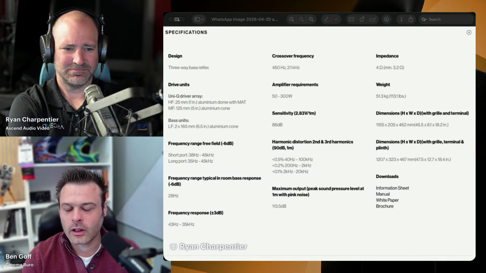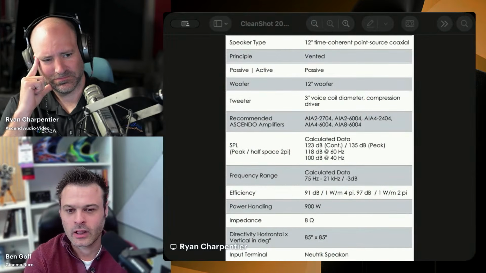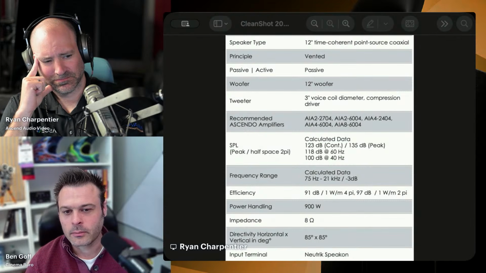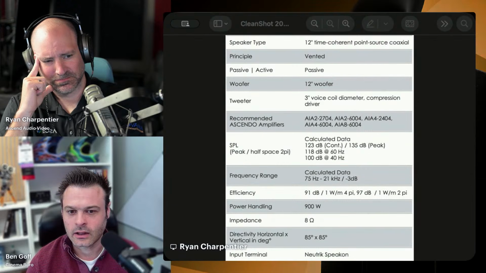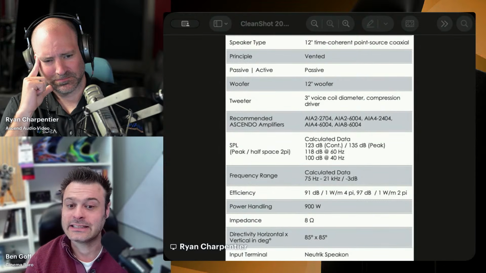So what the Ascendo has done, and obviously they give us a report which does this in more detail, but it tells us: okay, we're at 124 dB continuous. But once we get down to 60 hertz, that's dropped to 118. Once we get to 40 hertz, that's dropped to 100. So I'd actually love to see an 80 hertz figure there.